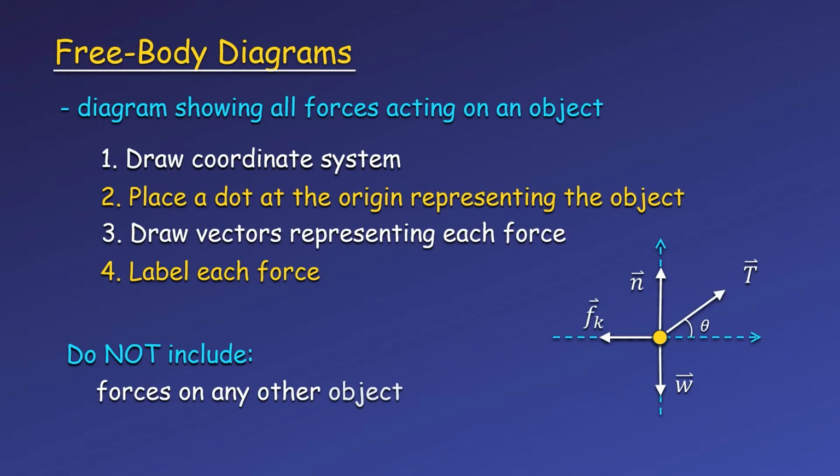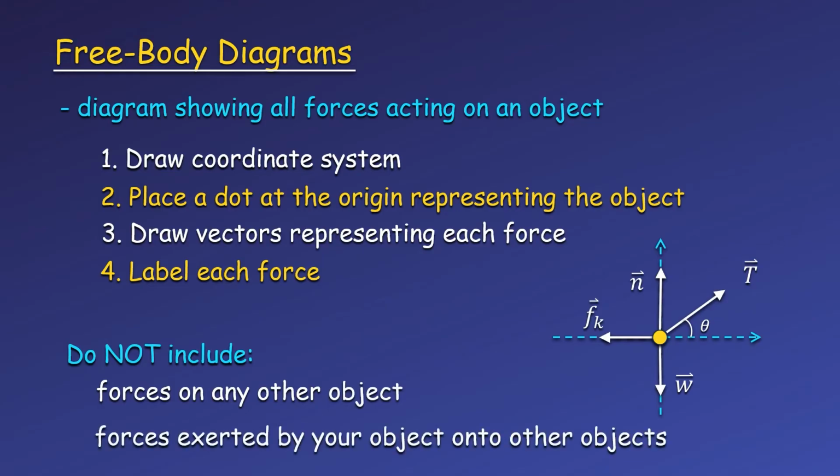We only look at the forces on one object at a time. And this means any forces that are acting on different objects should not be included. We also don't include forces that our object that we're looking at is exerting on other objects. We only include the forces that our object is feeling. For other objects and the forces acting on those other objects, we would have to draw separate free body diagrams.